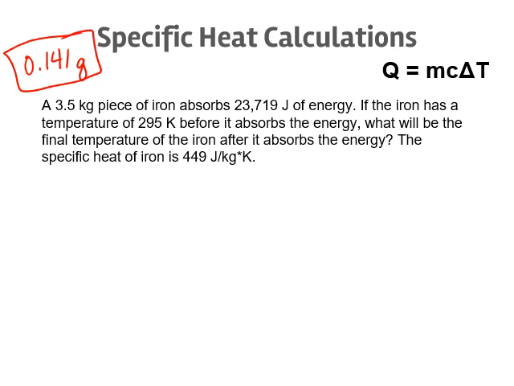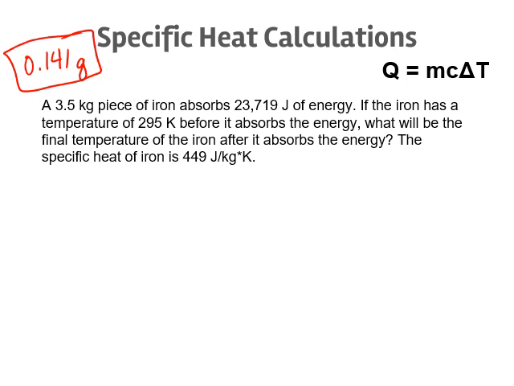Let's look at this specific heat calculation. A 3.5 kilogram piece of iron absorbs 23,719 joules of energy. If the iron has a temperature of 295 Kelvin before it absorbs the energy, what will be the final temperature of the iron after it absorbs the energy? The specific heat of iron is 449 joules divided by Kelvin times kilogram.